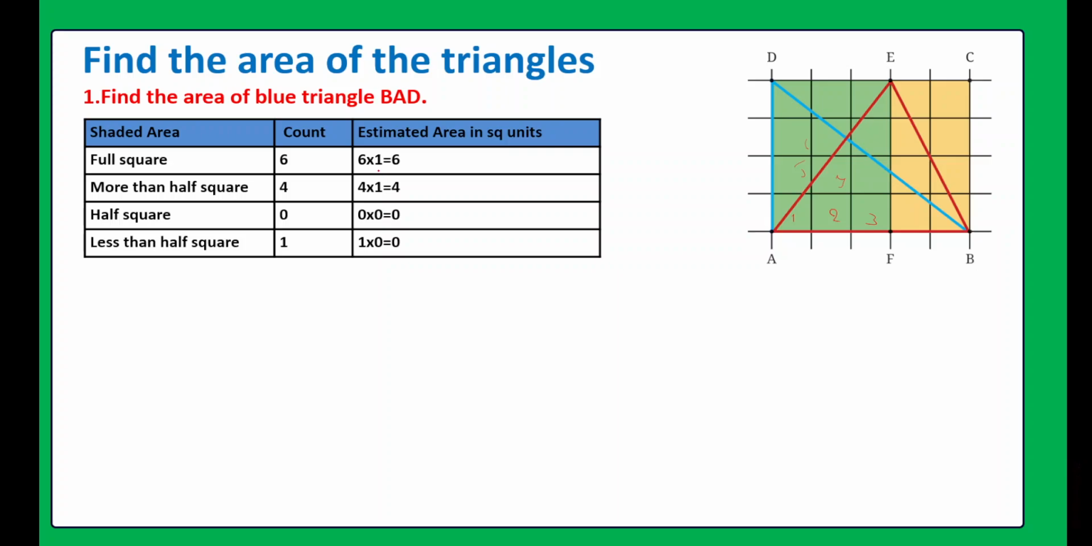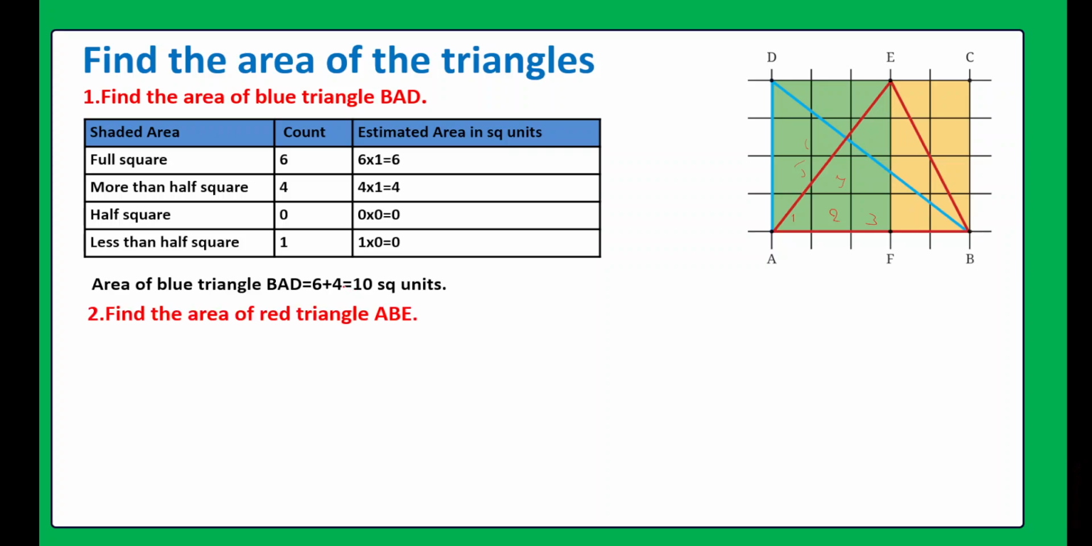Therefore, estimated area is 6 into 1, 6. Which are more than half a square? There are 4 squares. So 4 into 1 is 4. Exactly half square is 0, so 0 into 0 is 0. Less than half square is 1, so 1 into 0 is 0. Therefore, the area of this blue triangle BAD is 6 plus 4, that is 10 square units.